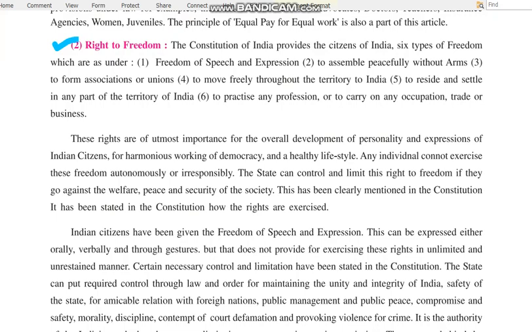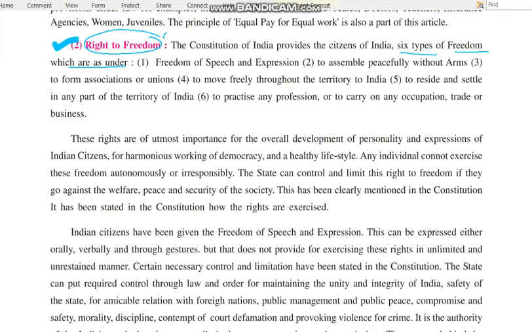The Constitution of India provides citizens of India with six types of rights. We already saw there are six types of rights in it. Okay, freedom, which are as under. Right to freedom is a cluster of rights. A cluster means a group of rights. There are six kinds of freedom that are given in these rights.